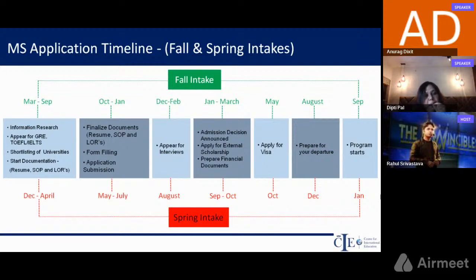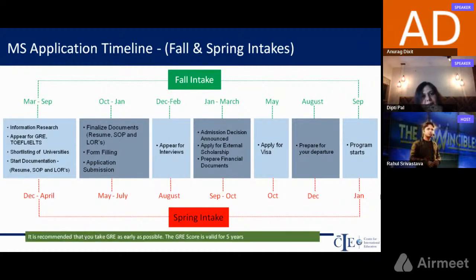So in case you are preparing for fall 23, this is a good time to begin with your information search, start with your test preparation, and focus on starting with your application documents. So I hope this was useful. Let's go to the next slide.